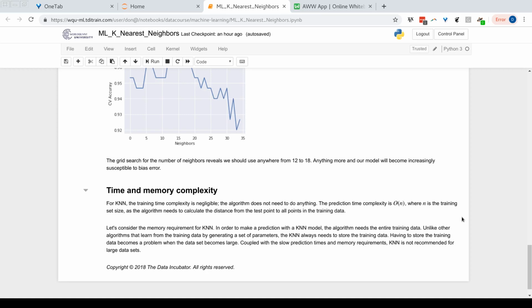Now let's consider memory usage of our model. In order to make a prediction with k-nearest neighbors, it has to have the entire training set in memory. It has to carry around the training set. This is different from other models, so let's compare it with something like linear regression or logistic regression.